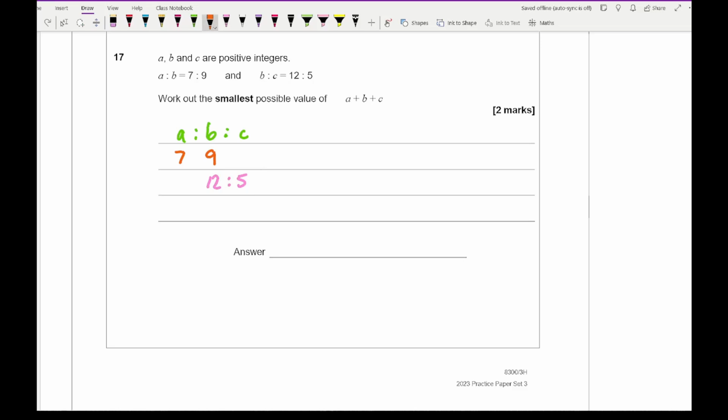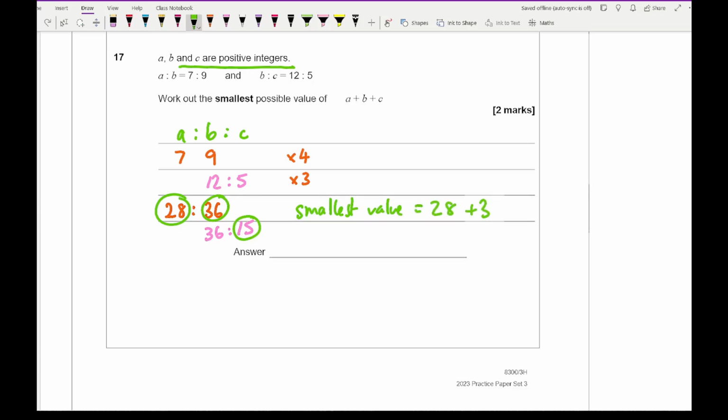So to have that as the same number, the lowest common multiple between 12 and 9 is 36. So if I multiply this by 4 and this one by 3, I get 28 to 36, and I'm going to get 36 to 15. So then the smallest possible numbers where a, b and c are positive integers is going to be 28, 36 and 15. So the smallest value is going to be 28 plus 36 plus 15, which gives me an answer of 79.